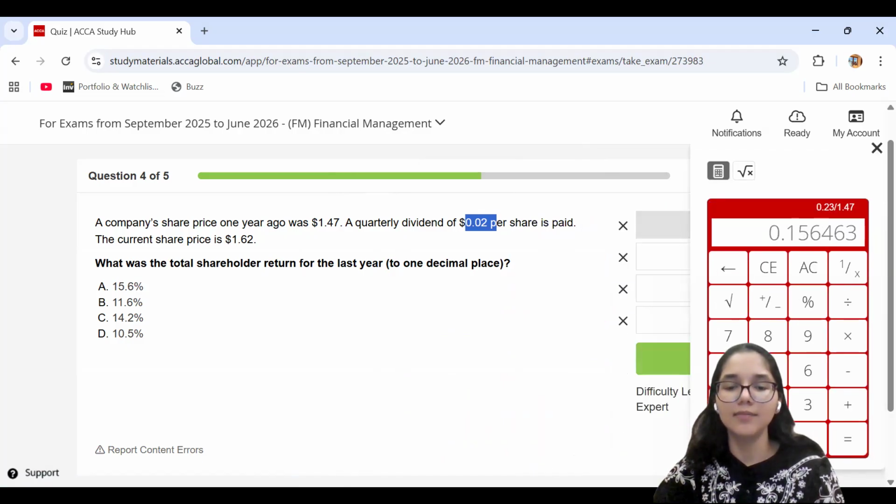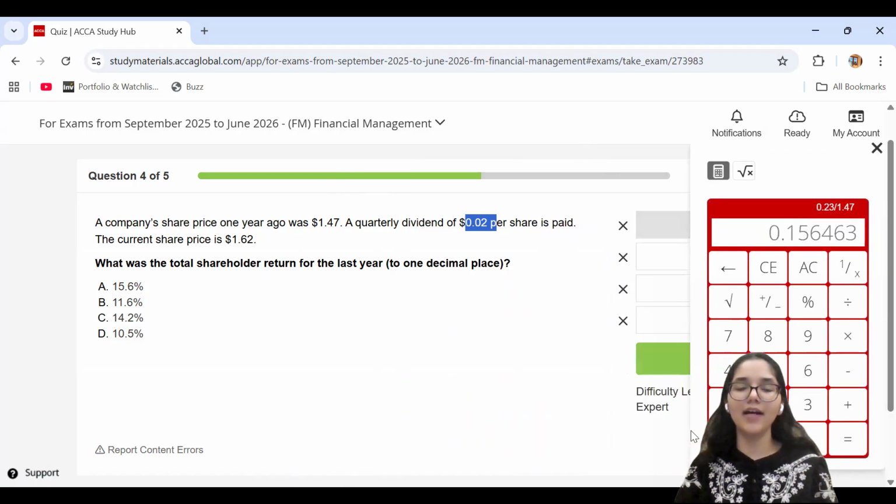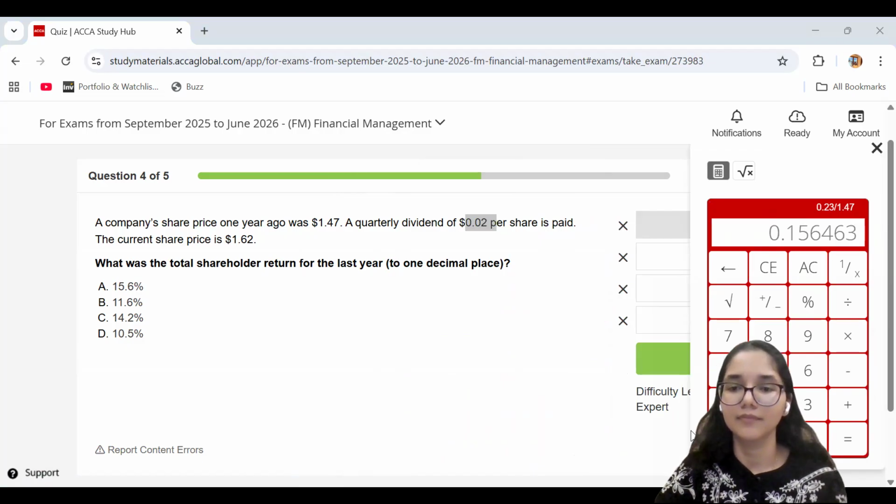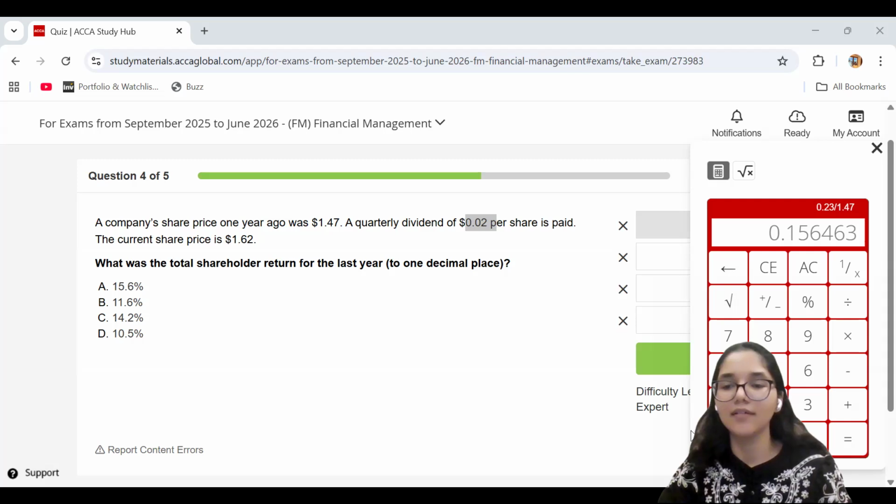Any doubts? Is this understood by everyone? Did you realize where you people were going wrong? What was the mistake that you were selecting the other options? B, C, and every other option?